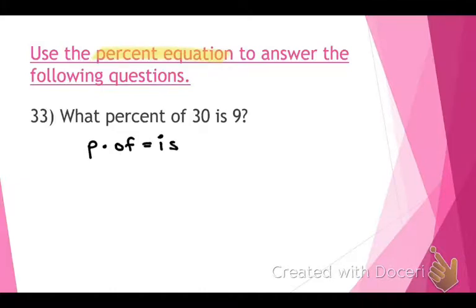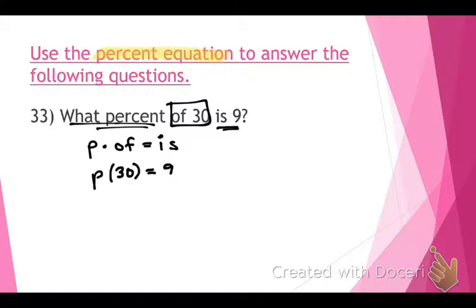Do I know my P? No, it asks me what percent, so that means it's unknown. Do I know my of? What is it? 30. Of 30. So P times 30. Do I know my is? Yes, it's 9. Is 9. How do I get P by itself? Divide by 30 on both sides.